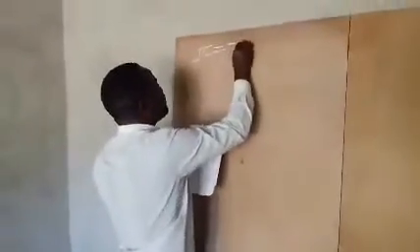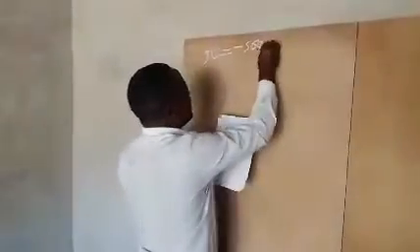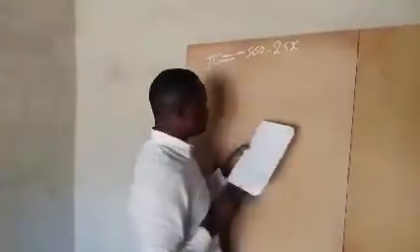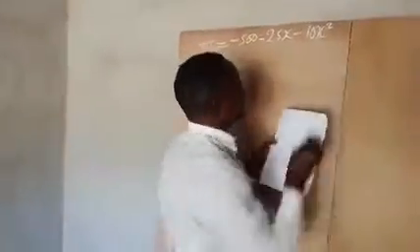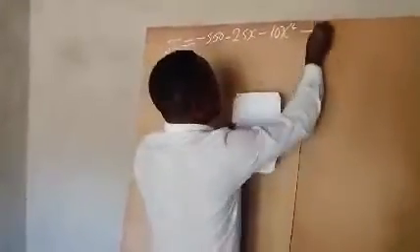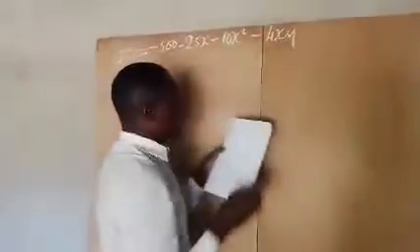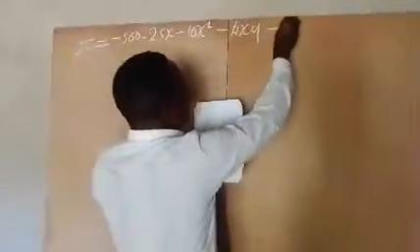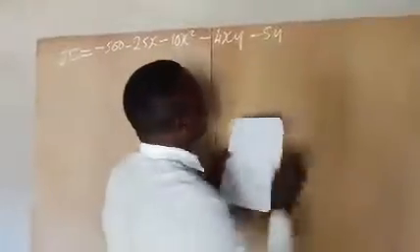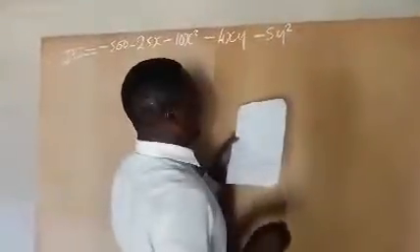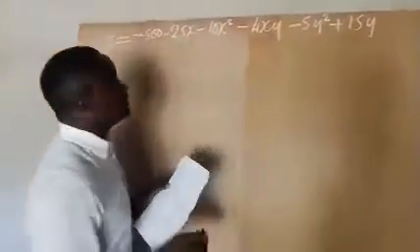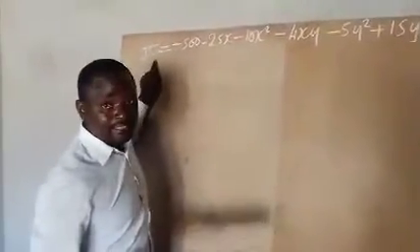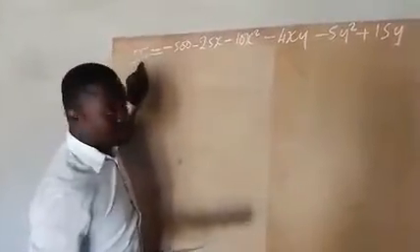Is it negative 500, then minus 25x, then minus 10x squared, minus 4xy, then minus 5y squared, and plus 15y. So that is our profit equation. Now, if you see this pi thing, you should know that it's the profit equation. So we are trying to maximize this equation.